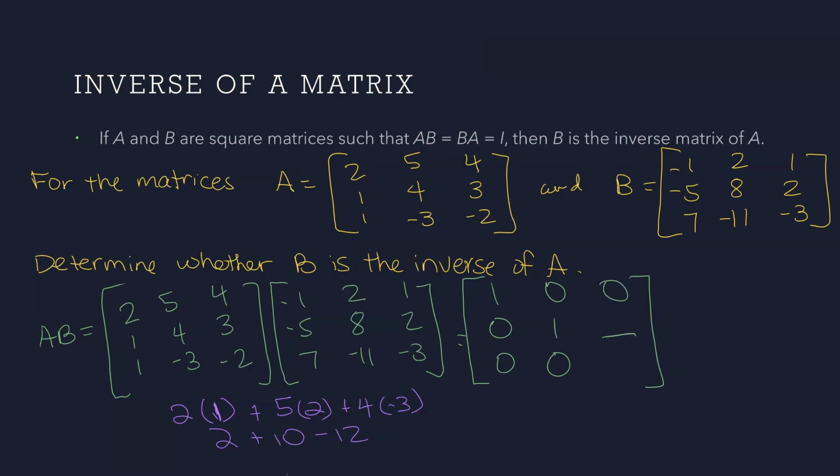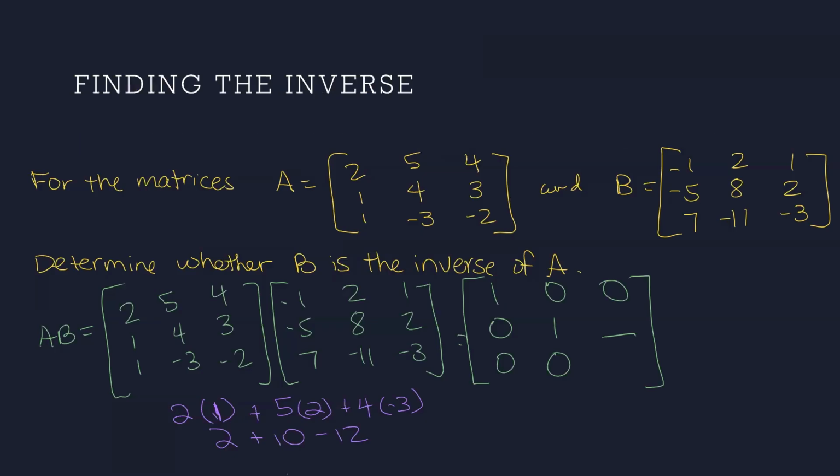This spot is in the second row, third column. So I'm going to do the dot product with the second row from A and the third column from B. So 1 times 1, 4 times 2, 3 times negative 3. So that's 1 plus 8 minus 9 is 0.